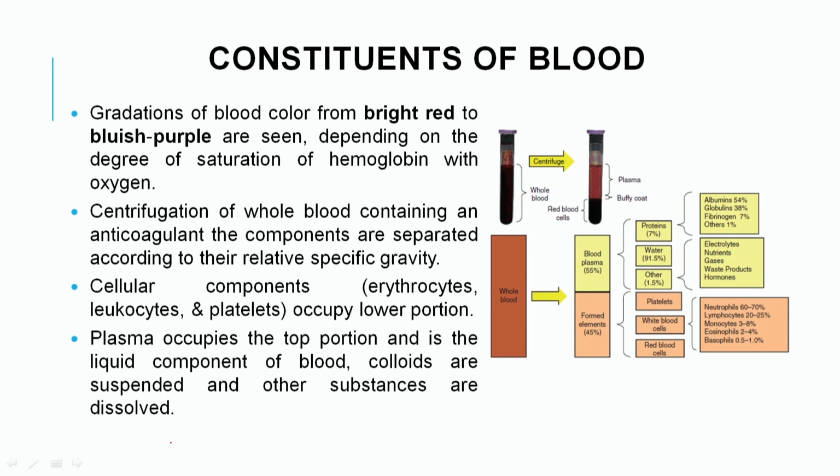On centrifugation of whole blood containing an anticoagulant, the components are separated according to their relative specific gravity. The cellular components, that is erythrocytes, leukocytes and platelets, occupy the lower portion of the tube. Plasma occupies the top portion and is the liquid component of the blood. Colloids are suspended and other substances are dissolved. On centrifugation, you can see the different elements separately in the tube.